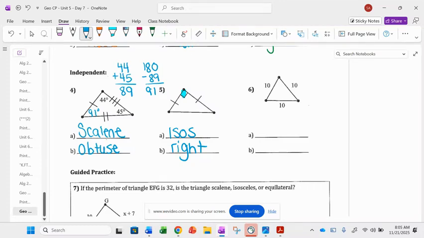And for the last one, I have 10, 10, 10. That means all the sides are congruent, so it's equilateral. And remember what we said, if it's equilateral, it's also equiangular. So every angle is 60 degrees, which means it is an acute triangle.